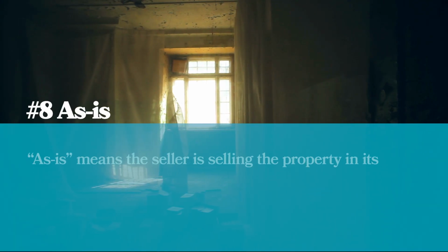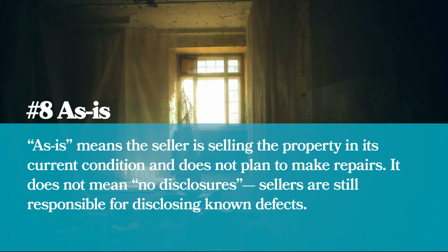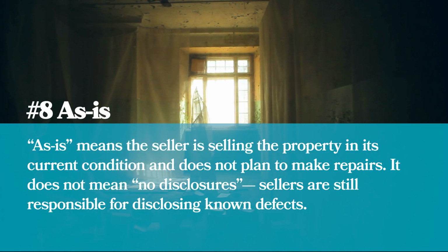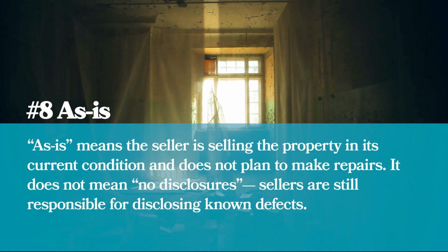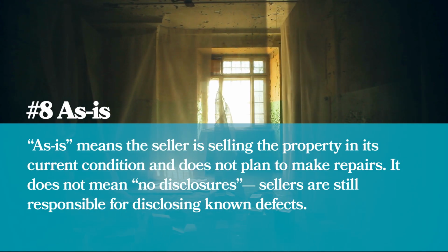Number 8. As is. As is means the seller is selling the property in its current condition and does not plan to make repairs. It does not mean no disclosures. Sellers are still responsible for disclosing known defects.